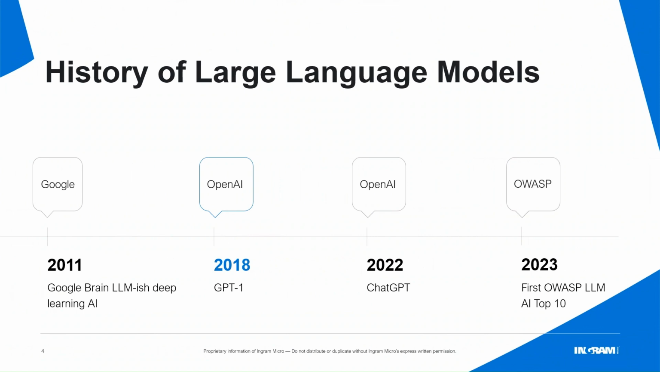Then in 2018, we get to the GPTs. Now, GPTs are not chatbots. GPT stands for Generative Pre-trained Transformer. It's just a model. Now, the original models, GPT-1 and 2, OpenAI thought they were too powerful and did not want to release them to the public.